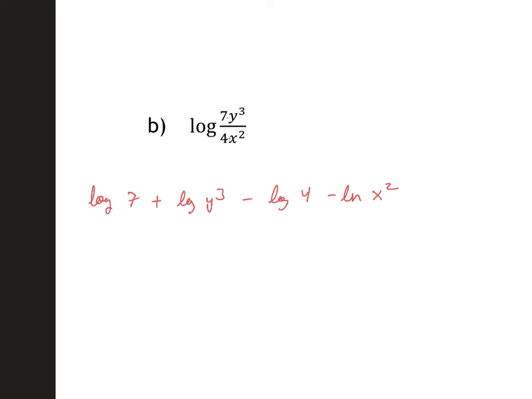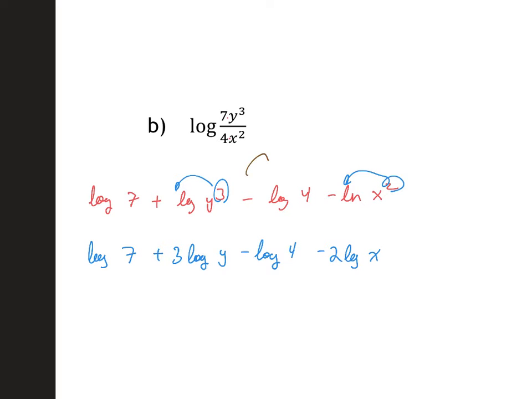Instead of having a minus a whole set, since it's in the bottom, it's this negative log. So we are going to subtract it. All right, now let's deal with the exponents. So kick those down, kick those down. So my final answer here is going to be log of 7 plus 3 log of y minus the log of 4 minus 2 log of x.